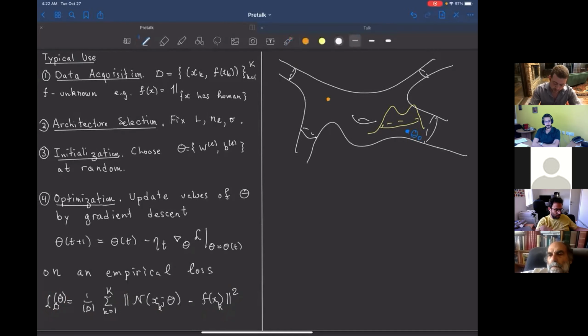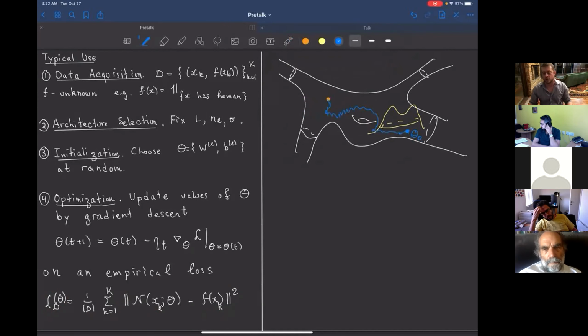So if I were to continue this slightly ridiculous picture that I have, what you do is you start moving theta, and who knows, maybe it tries to go around, and then you hope it gets to some good place where the value of theta actually implements a function that approximates f well. That's really how neural networks are used. Of course, I've lied about a lot of little things. It's more complicated in practice, but these are the basic steps.